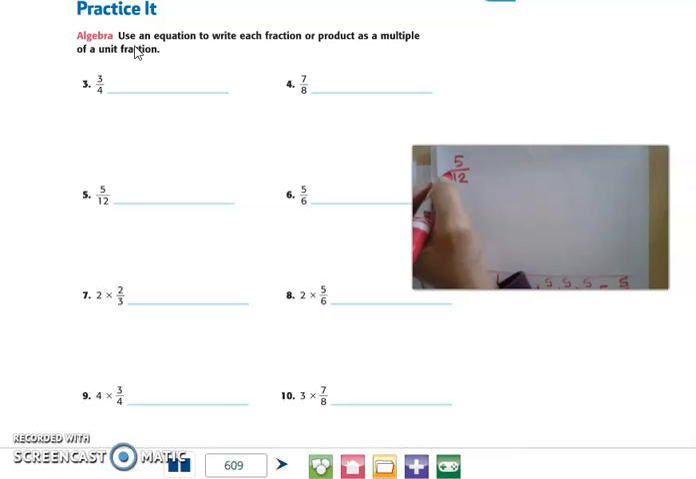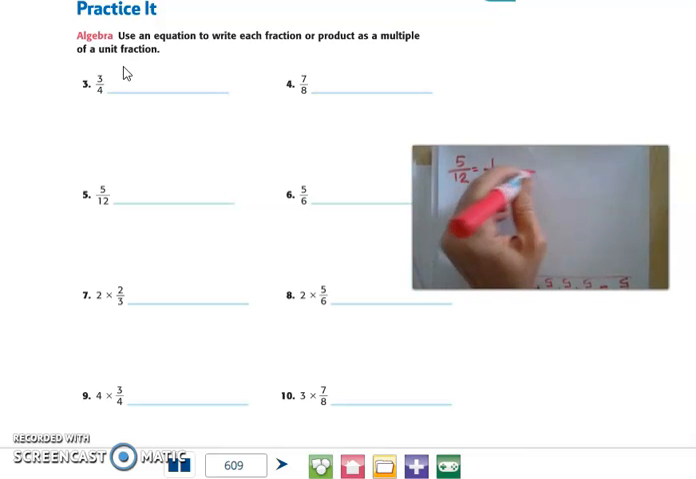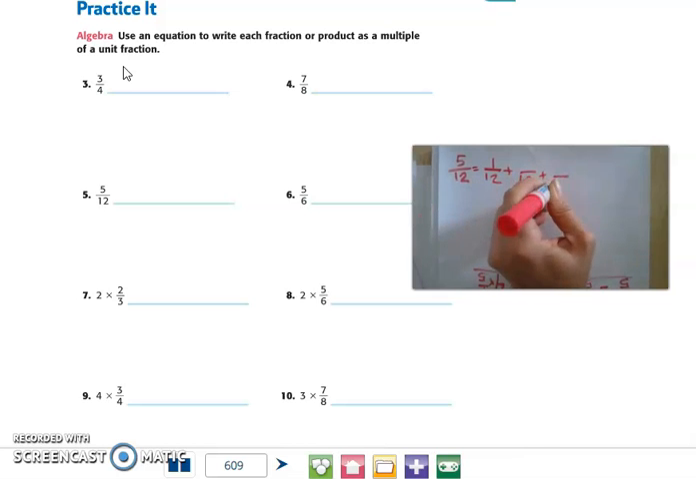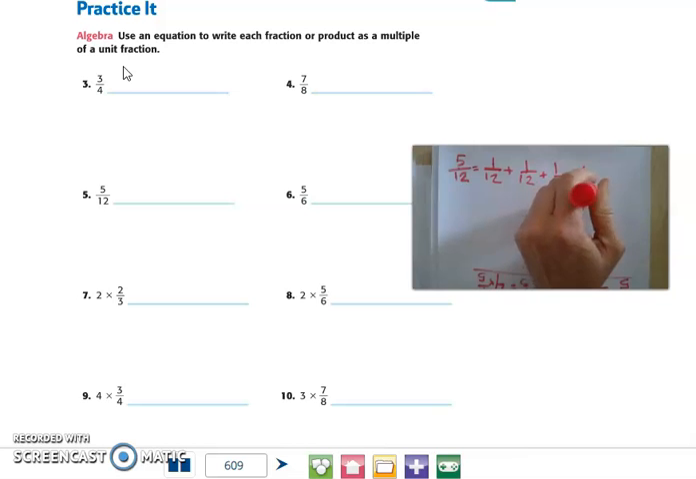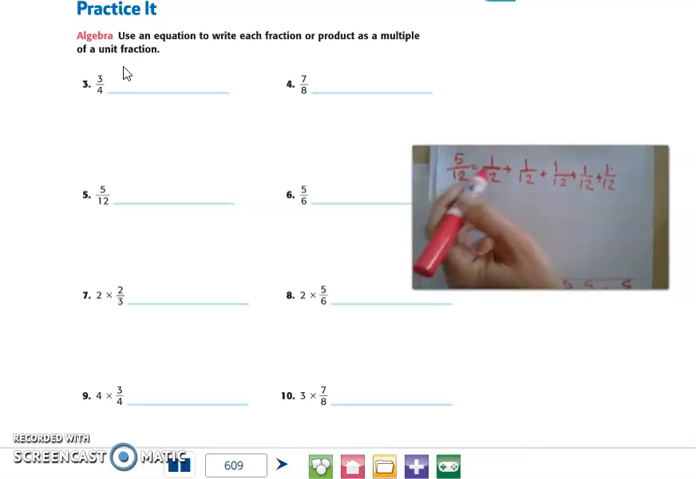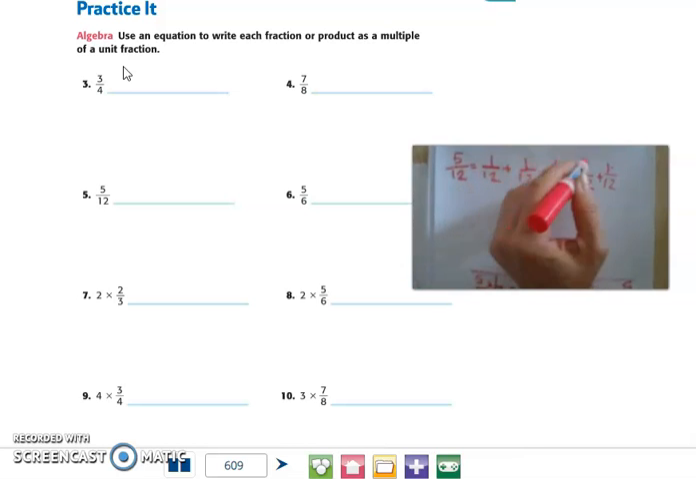Okay, so you've got 5/12. According to the directions here, it says use an equation to write each fraction or product as a multiple of a unit fraction. Remember, our unit fraction has a numerator of 1. So 5/12 equals how many 1/12? Well, I'm going to keep adding until I get 5. 1/12 plus 1/12, 2/12s, 3/12s, 4/12s, 5/12s. 5/12 equals 1/12 plus 1/12 plus 1/12 plus 1/12 plus 1/12.